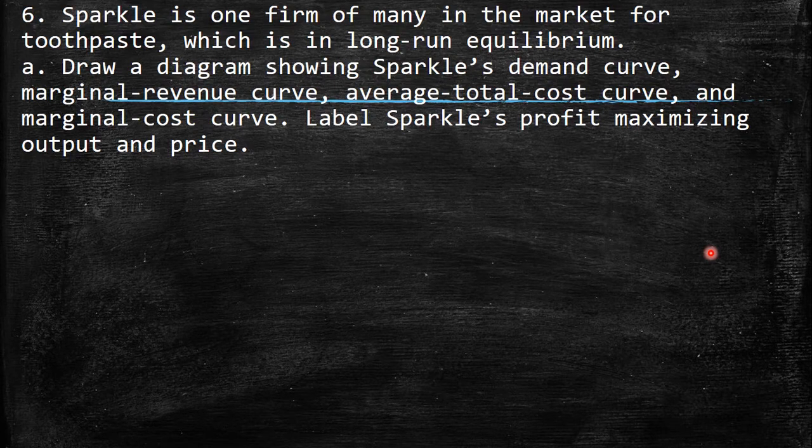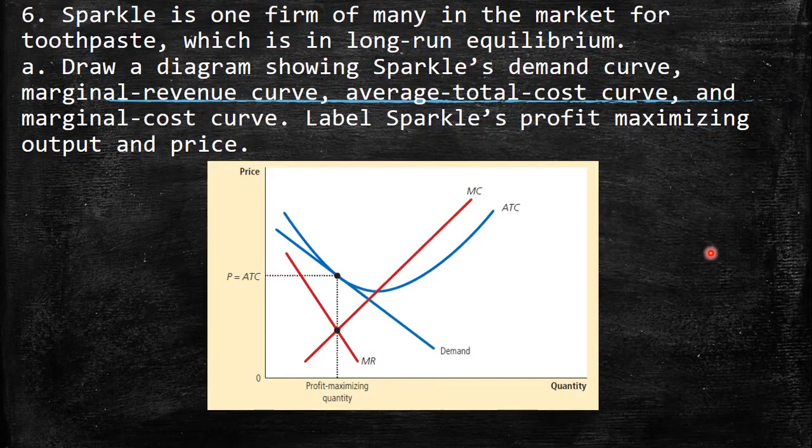So the idea is that we need to draw a diagram showing Sparkle's demand curve, marginal revenue curve, average total cost curve, and marginal cost curve. We need to label Sparkle's profit maximizing output and price. So here we have all the graphs, and we need to understand them. Here we have the axes: naturally the y-axis, the price, and the quantity.